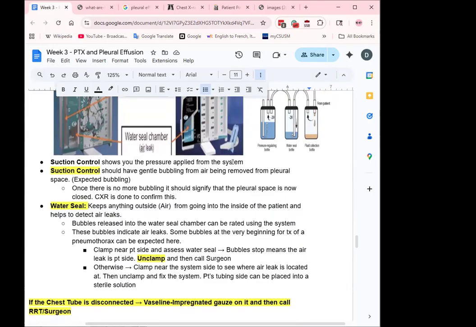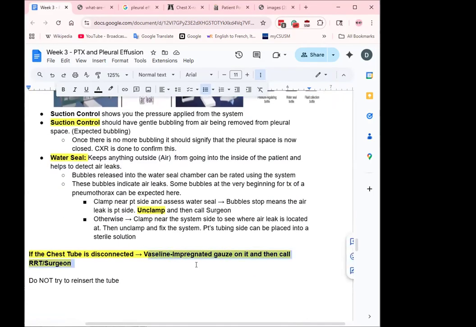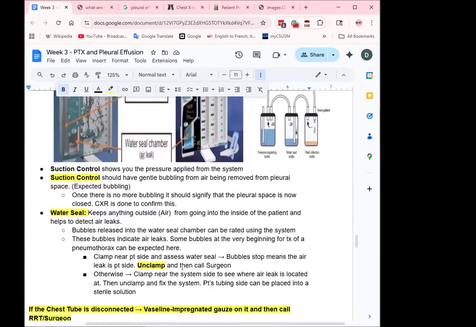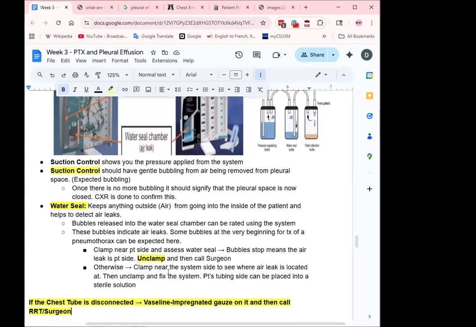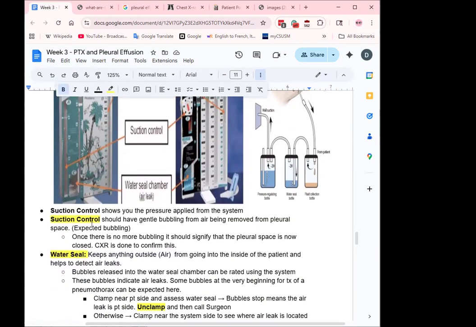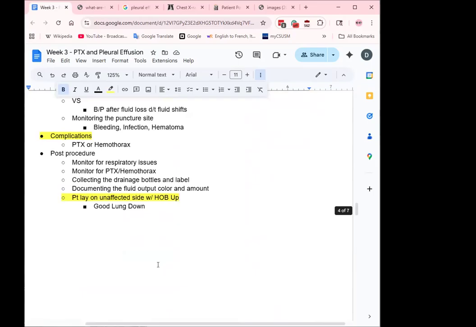If the chest tube comes off, you're going to put the gauze on and then call rapid response or the surgeon, probably both. If you see tidaling, the keyword tidaling, that means the water in the water seal chamber is going to go up and down with their breathing. And then the suction control, if there's bubbling there, it's expected. And maybe even a little bit of gentle bubbling in the water seal can be expected, as long as it's not continuous. If it's intermittent, that's expected and normal.